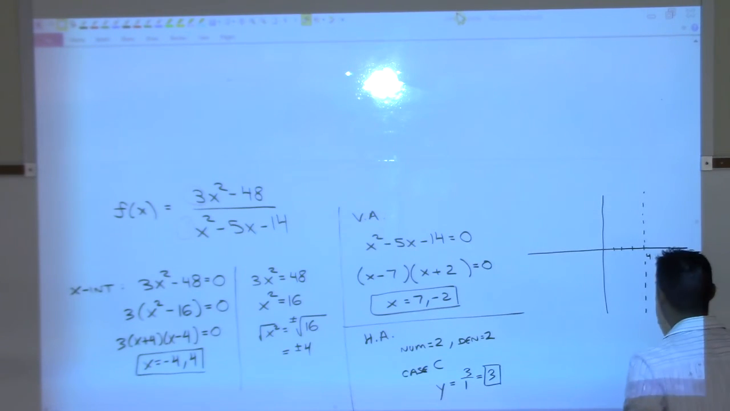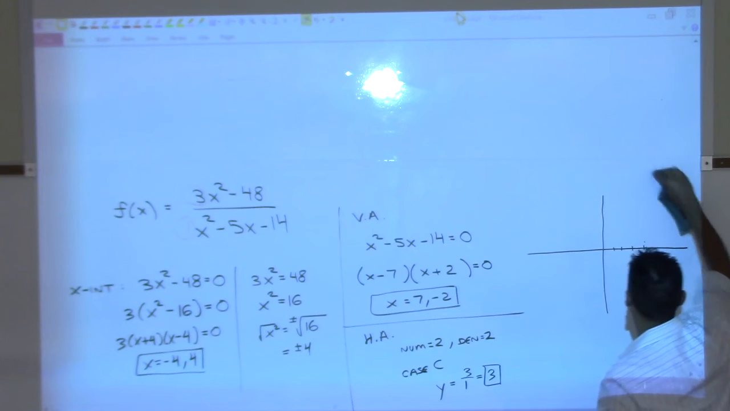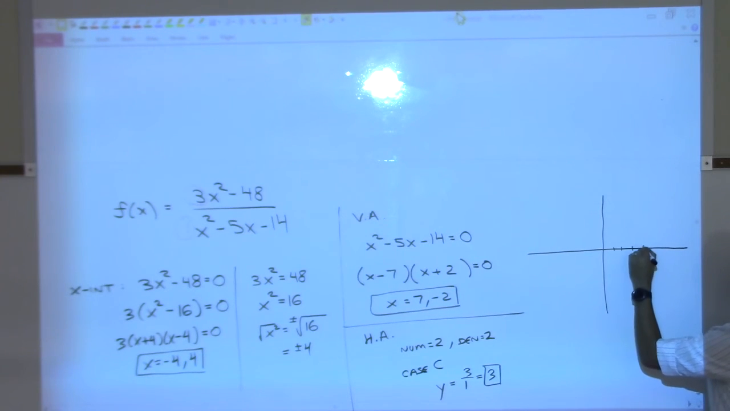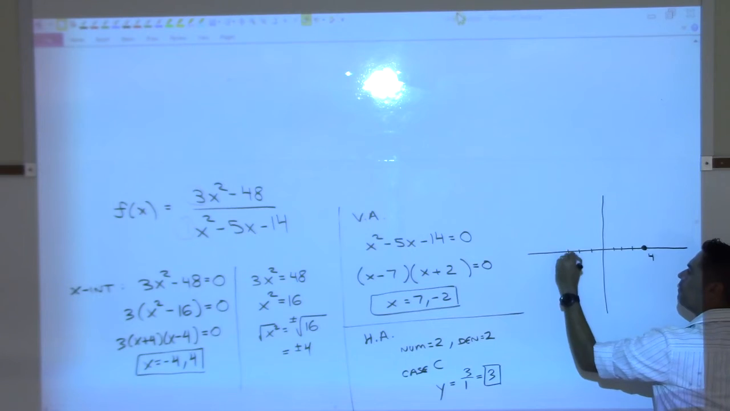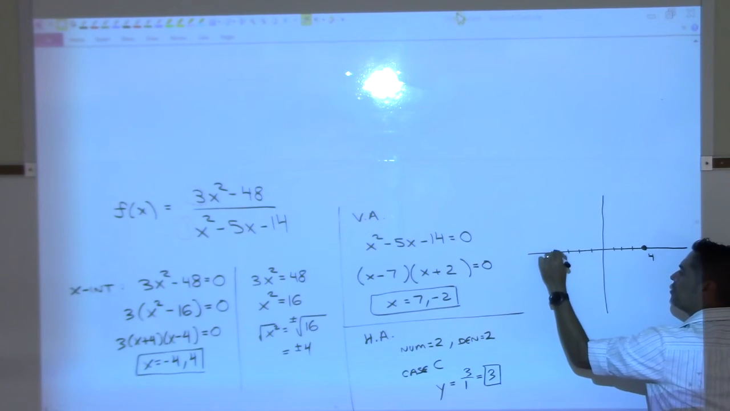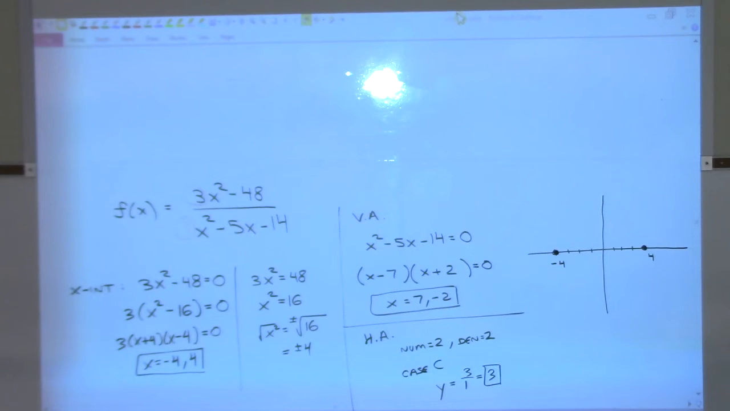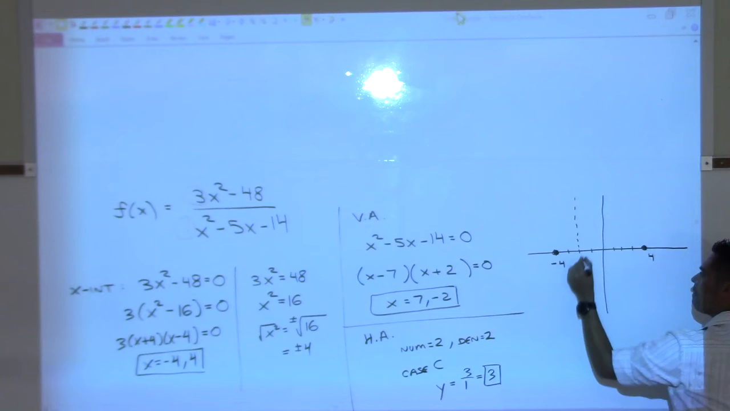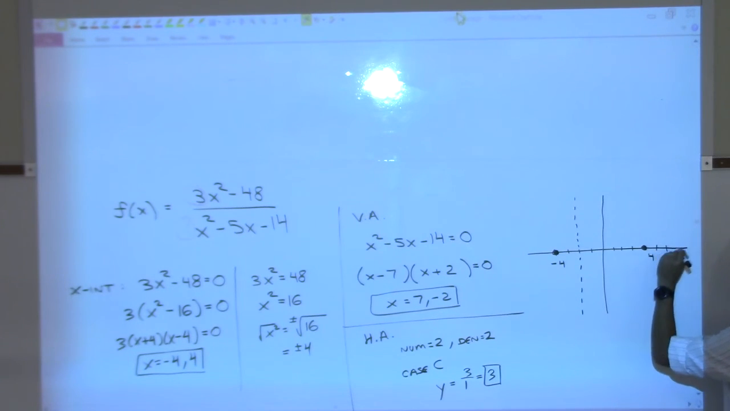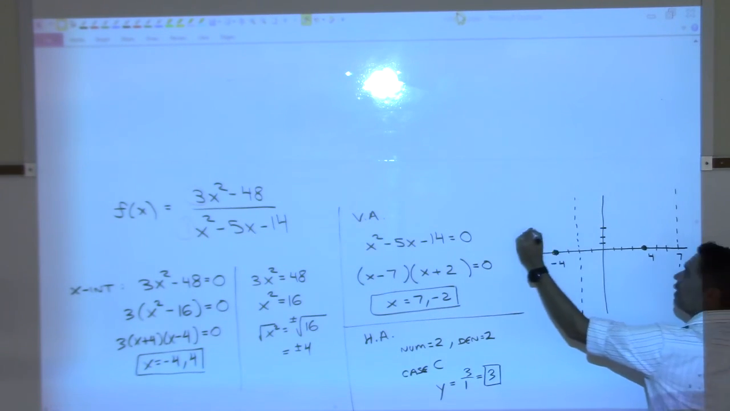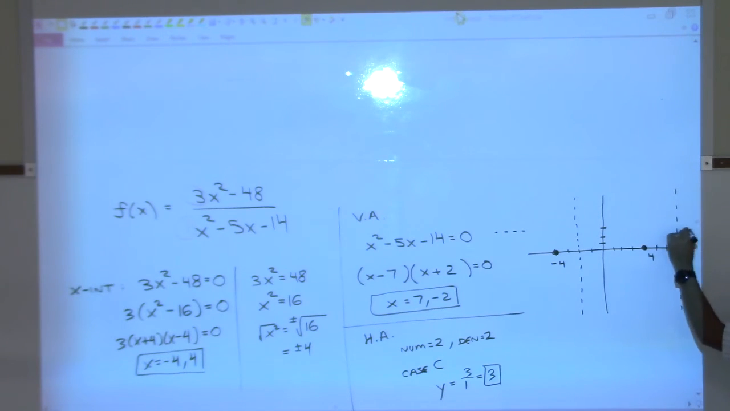Oh, sorry, I just messed up. Those are x-intercepts, right? I just accidentally put vertical asymptotes. 4 and -4. We have x-intercepts. We have vertical asymptotes at 7 and -2. And we have a horizontal asymptote at 3. And remember what I said about the horizontal one, only draw it out at the ends. I'm going to go off camera here a little bit.